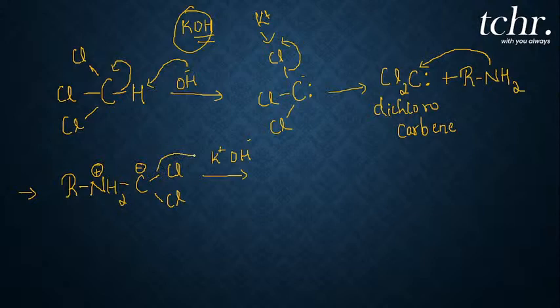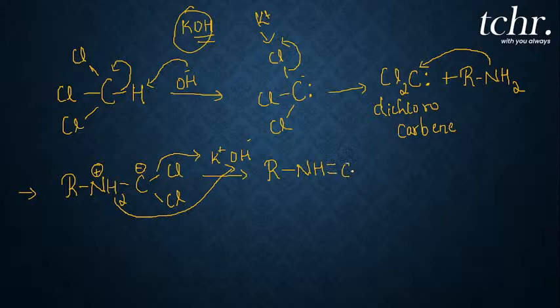And OH minus ion can take the hydrogen atom. So one hydrogen is removed, one chlorine is removed, again a double bond forms, RN double bond CCl.